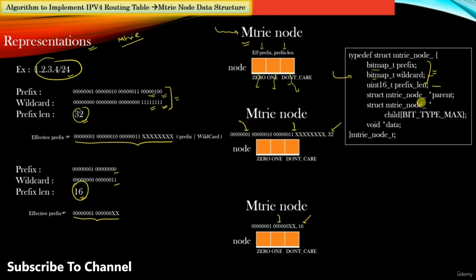Then each node contains a pointer to the parent and a pointer to its children. This we are going to discuss when we discuss the algorithm. Each node also contains some data, which we will also discuss when we discuss the algorithm. So the point here is that you should understand the mtry node data structure and how we are going to store the effective prefix in this data structure as well as the prefix len.